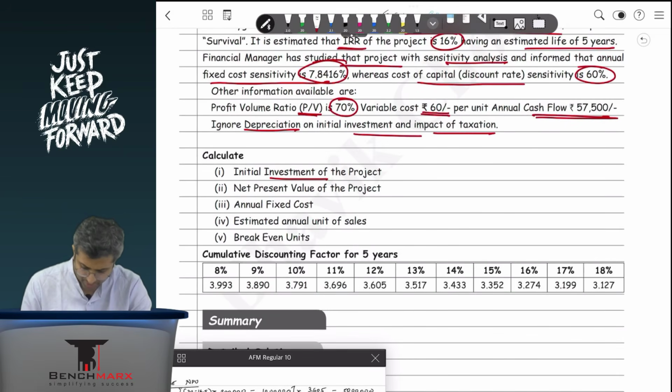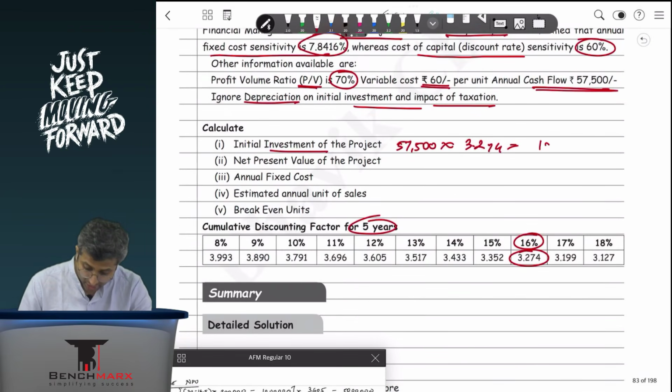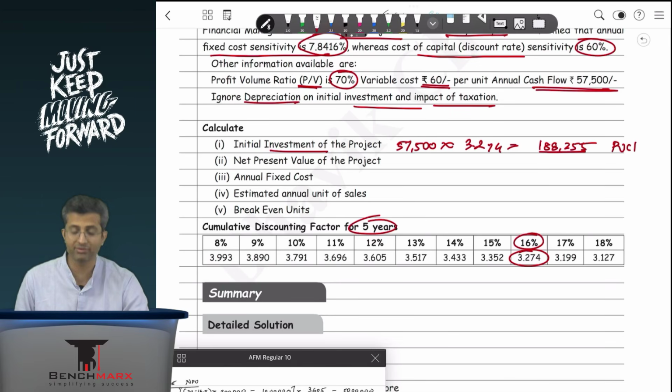I will try to find PVCI, that is 57,500 into IRR is 16%. So into the present value factor at the rate of 16% for 5 years will be 3.274. If I multiply, this will probably come to around 1,88,255. Now this is actually my present value of cash inflows. However, at IRR, PVCI will equal PVCO, and hence 1,88,255 will also be my initial investment or cash outflow.